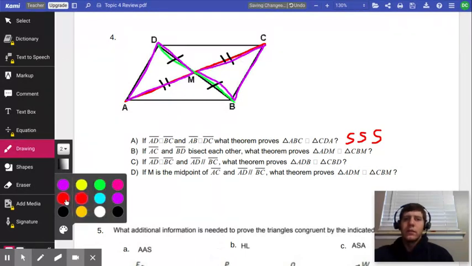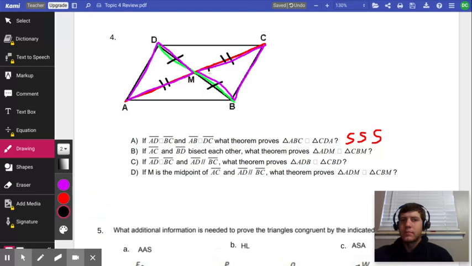So we can add vertical angles here. Right, we know vertical angles are congruent. And then we have side, angle, side. So then we have side, angle, side. All right, so those two triangles, ADM and CBM, are congruent by side, angle, side. We have AC and BD bisect each other, so we know that MD and MB are congruent, as well as AM and CM. And then you add your vertical angles in, and then you have side, angle, side. Those two triangles are congruent.